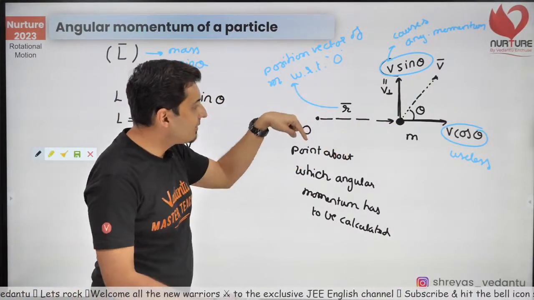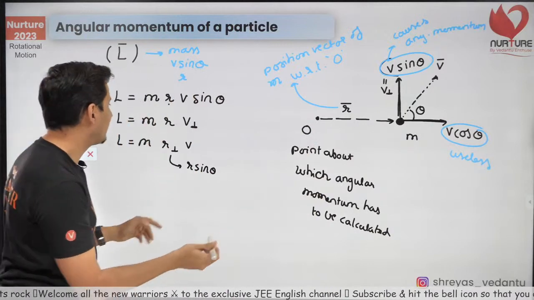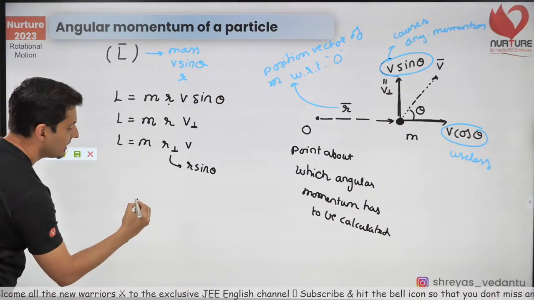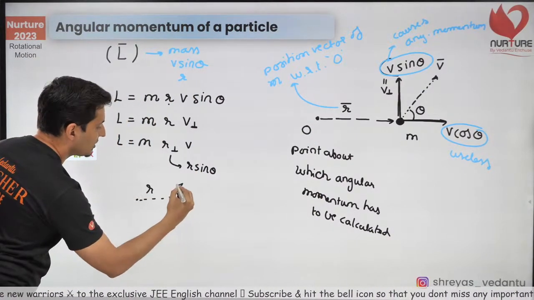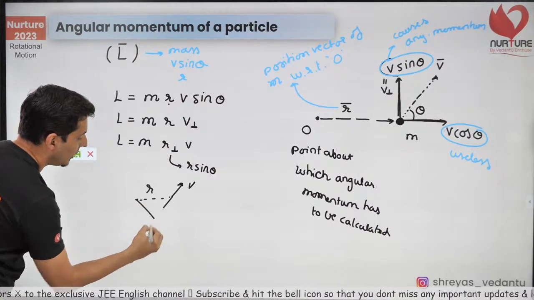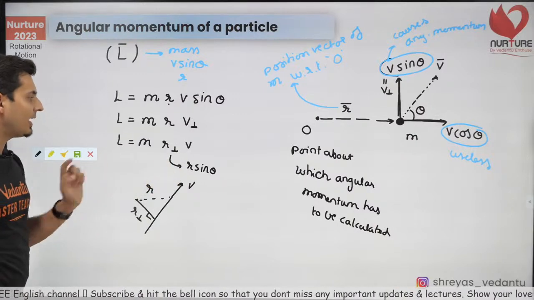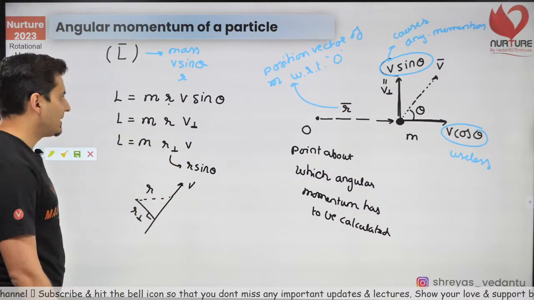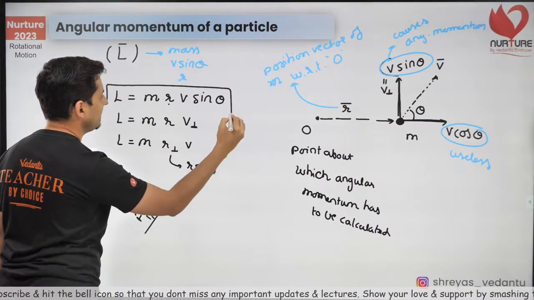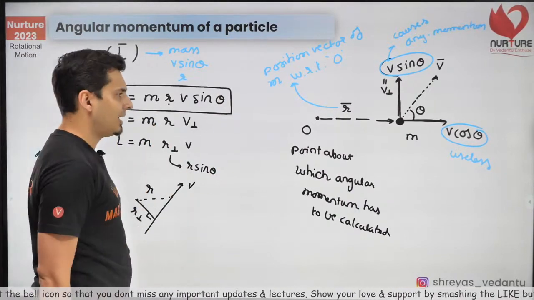So that r which is perpendicular to the velocity, meaning, look at this. This was your r, this was your velocity. So drop this perpendicular, this is your r perpendicular. This also gives you angular momentum. All these are the same things, but you have to remember any one of them. But remember the other two also are there.